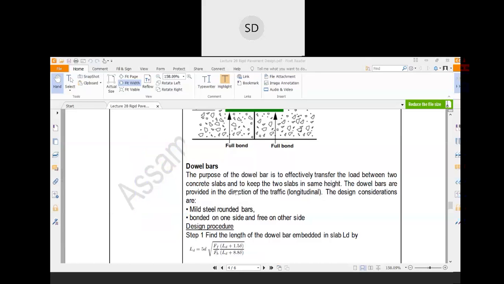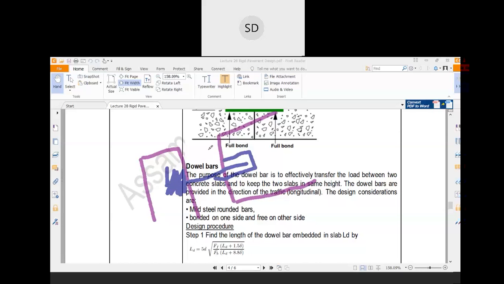So the design considerations of the dowel bars: generally mild steel rounded bars are used, bonded on one side and free on the other side. So how would it be? Suppose this is a slab and this is another slab. Now if you provide your dowel bar, one end should be free and another end should be fixed, so that the slab can easily move in between due to the expansion of the slab.